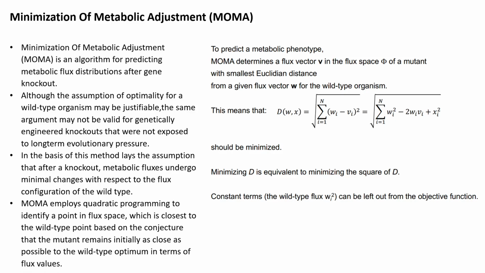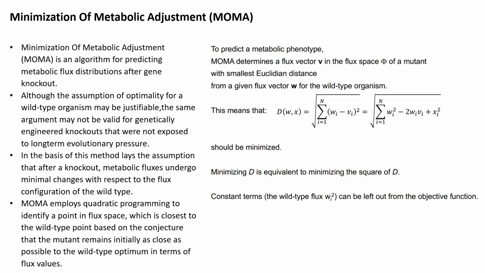So, at the basis of this method lies the assumption that after knockout, metabolic fluxes undergo minimal changes with respect to the flux configuration of the wild type. With minimal changes to the network, you can get back the original network. MOMA employs quadratic programming to identify a point in space which is closest to the wild type point, based on the conjecture that the mutant remains initially as close as possible to the wild type optimum in terms of flux values. How it does that, we'll see.